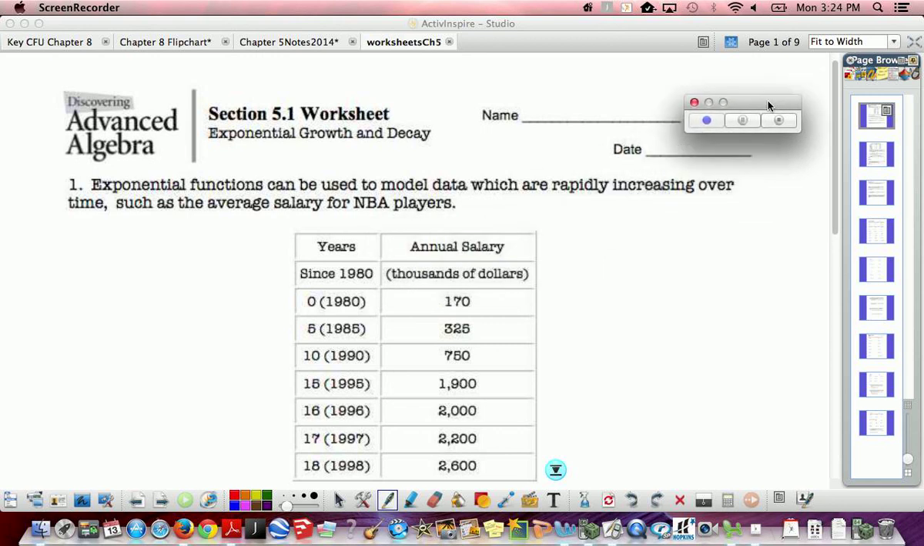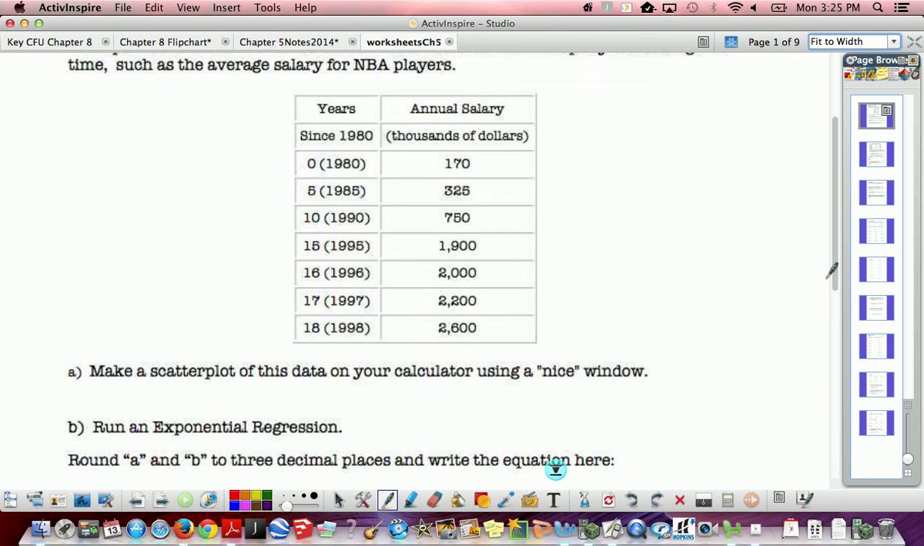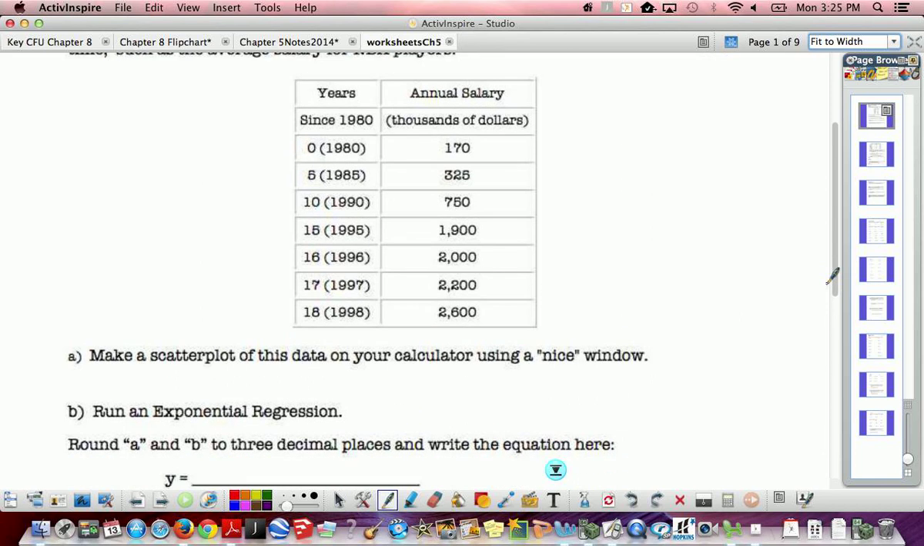Afternoon, and let's take a look at today our 5.1 worksheet on exponential growth and decay. So on our first problem here it says exponential functions can be used to model growth, which is rapidly increasing over time, such as the average salaries for NBA players. So here we have some salaries since 1980 and in thousands of dollars.